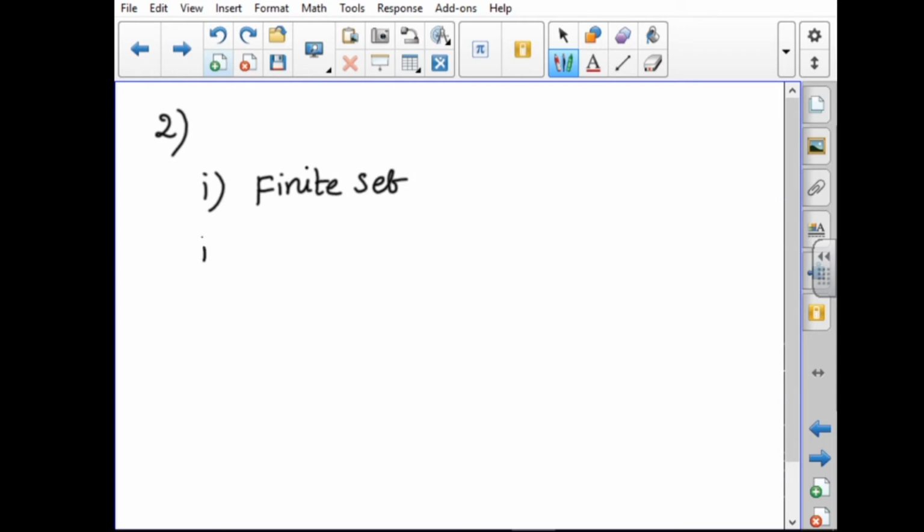Okay. Then the second question, the set of all straight lines passing through a point. We know that if you are taking only one point, we can draw many lines. Okay, so we are not able to count the number of lines, so it is an infinite set. In a particular point, the number of lines passing is many. So it is an infinite set.